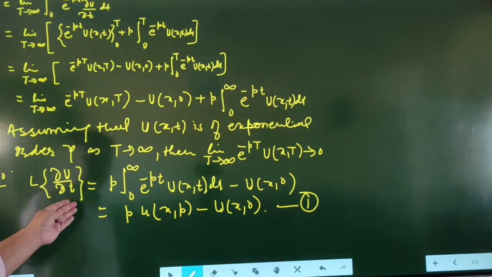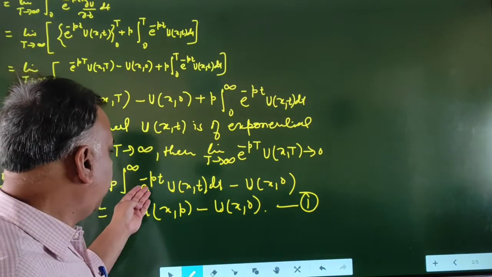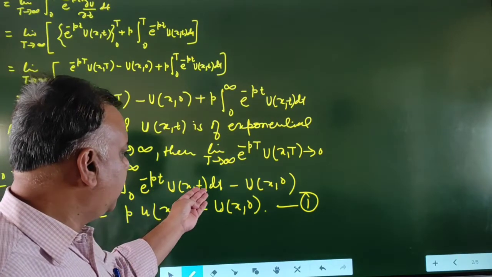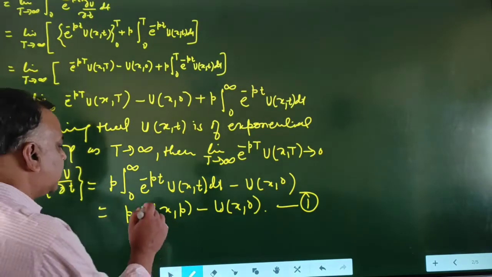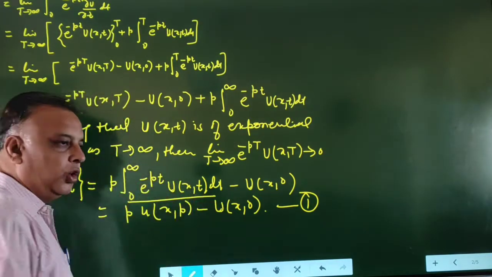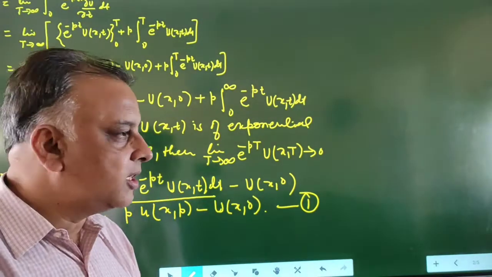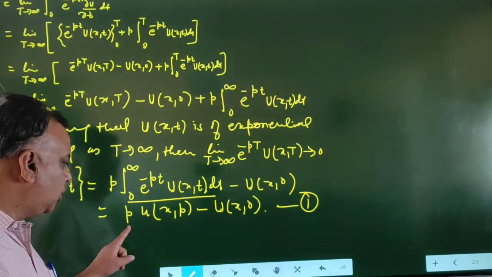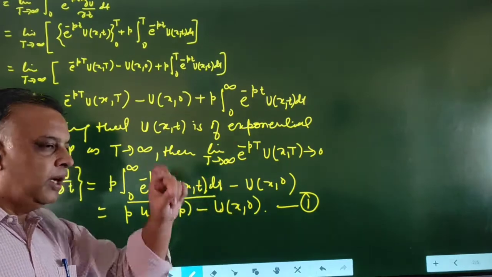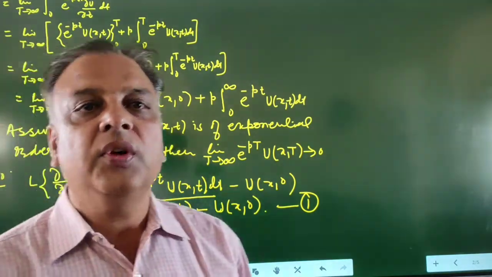the Laplace transformation of del u by del t is equal to p integral 0 to infinity e raised to minus pt u(x,t) dt minus u(x,0), and we know that this is the Laplace transformation of the function u(x,t). This is the Laplace transformation of the function u(x,t), and it is given as u(x,p). So this is equal to p u(x,p) minus u(x,0), which is the first result.